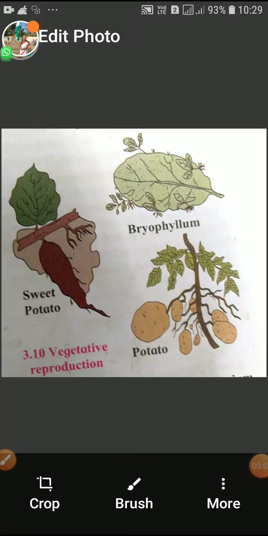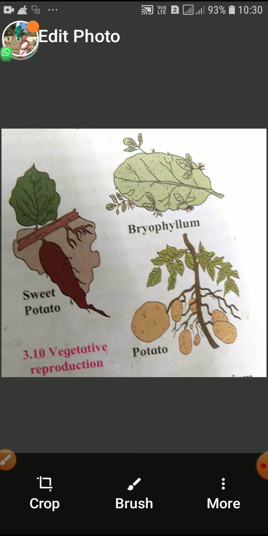Now I am coming with the next topic, that is asexual reproduction in case of multicellular organisms. So in case of plants, vegetative propagation. Vegetative propagation means the reproduction in plants with the help of vegetative parts like root, stem, leaves and bud. That is called vegetative reproduction. Vegetative reproduction in potato is performed with the help of eyes present on a tuber, whereas in bryophyllum it is performed with the help of buds present on leaf margin.